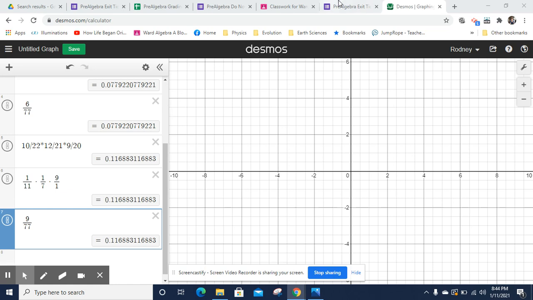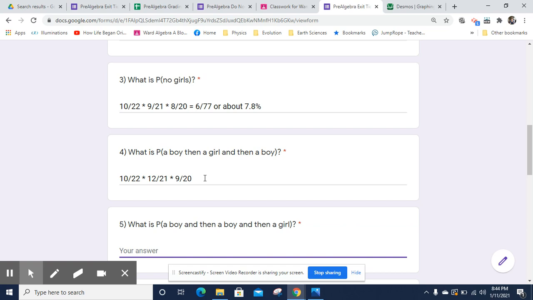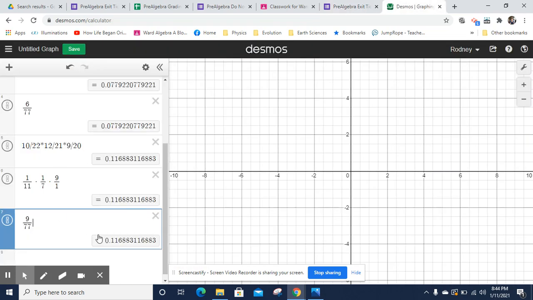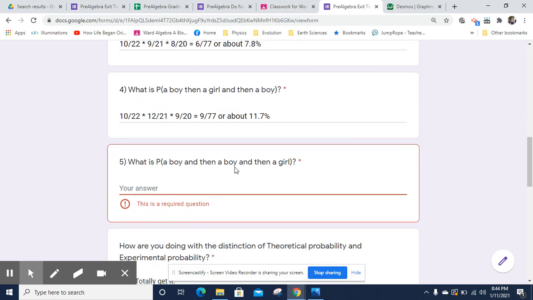So go in there and put our answer, which will be 9 out of 77, or about, what did I say it was? Let's take a look at Desmos again. 11.7%. Okay, the final one on this is: what is the probability of a boy, then a boy, then a girl?